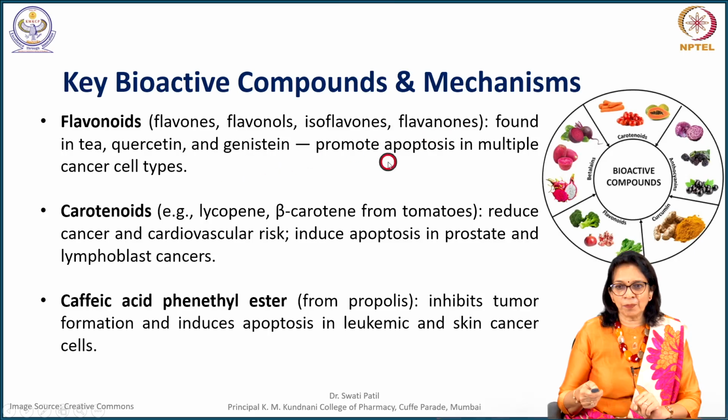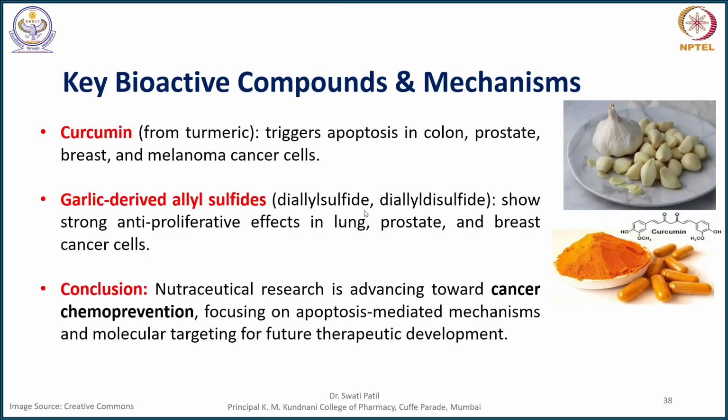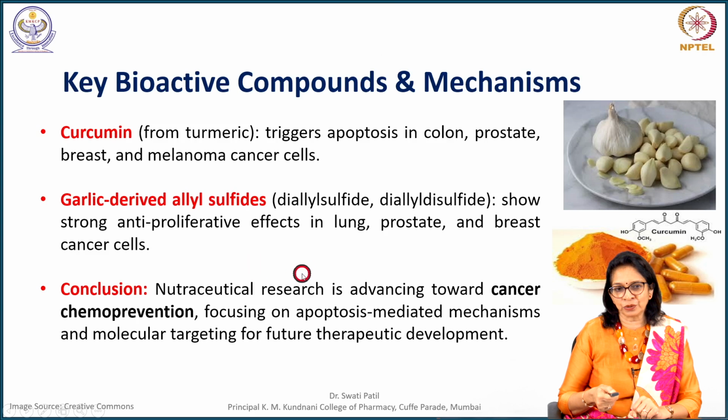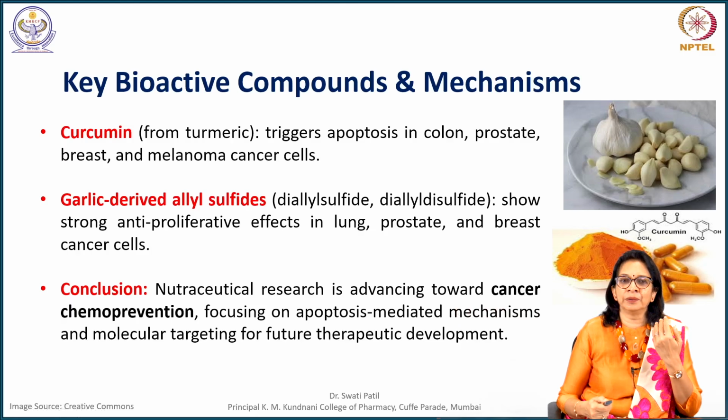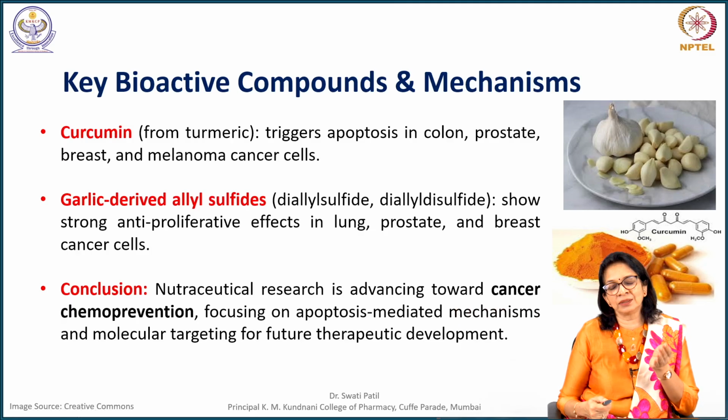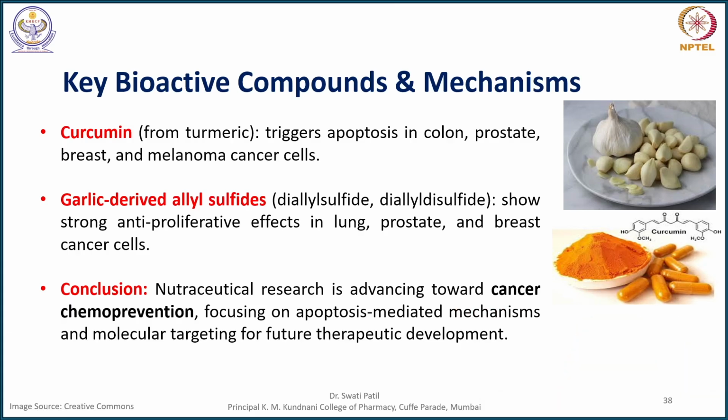The key bioactive compounds found useful in cancer prevention are flavonoids, carotenoids and caffeic acid phenethyl ester. Curcumin and garlic-derived allyl sulfides are used as nutraceuticals, and nutraceutical research is advancing towards cancer chemoprevention, focusing on apoptosis-mediated mechanisms. There is a lot of scientific data available which shows that cancer can be prevented, and can be treated, with the use of these nutraceuticals.